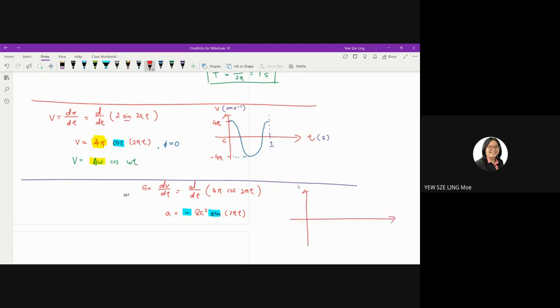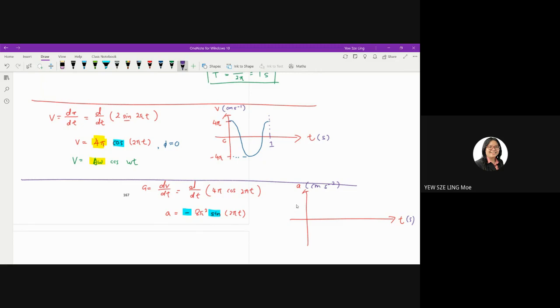Okay, A against T graph. So A is here, T is here. So again, what is the unit? Well, because your V is cm s^-1, you differentiate it, which means A is cm s^-2. And time is still in seconds. Okay, now, what is the maximum acceleration then?